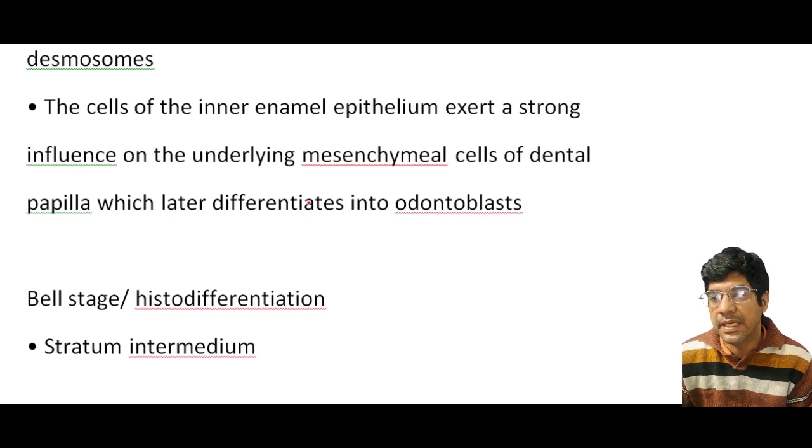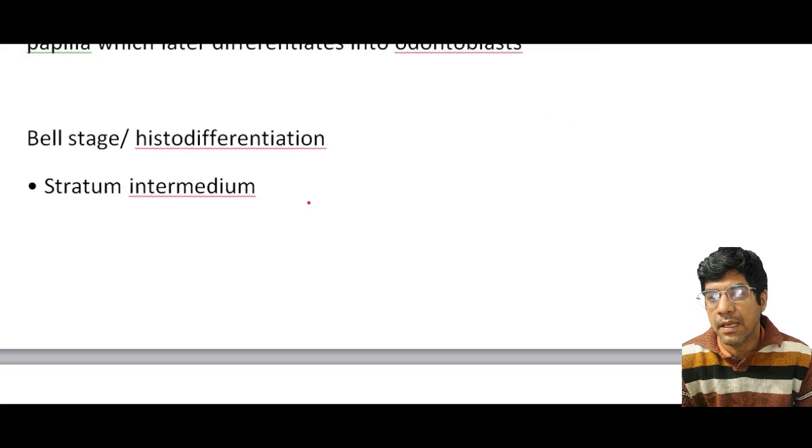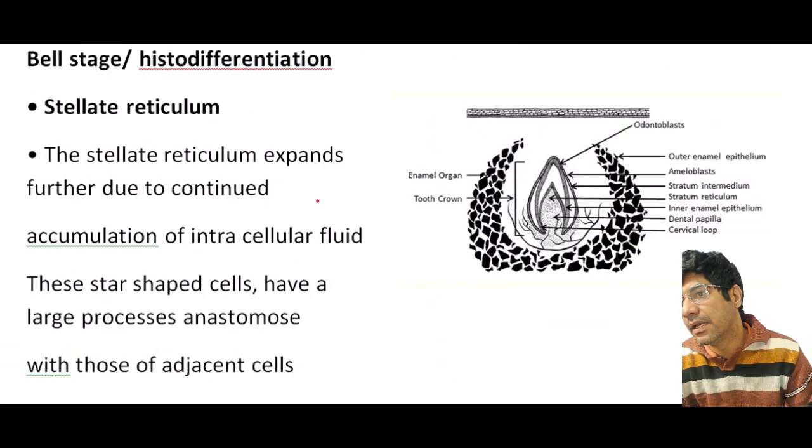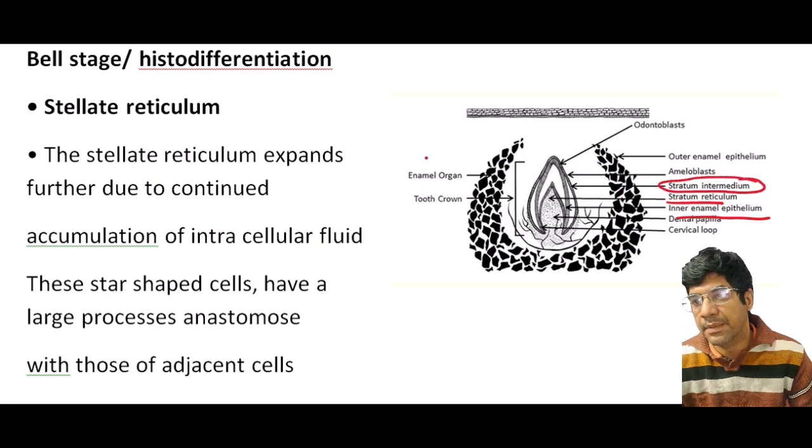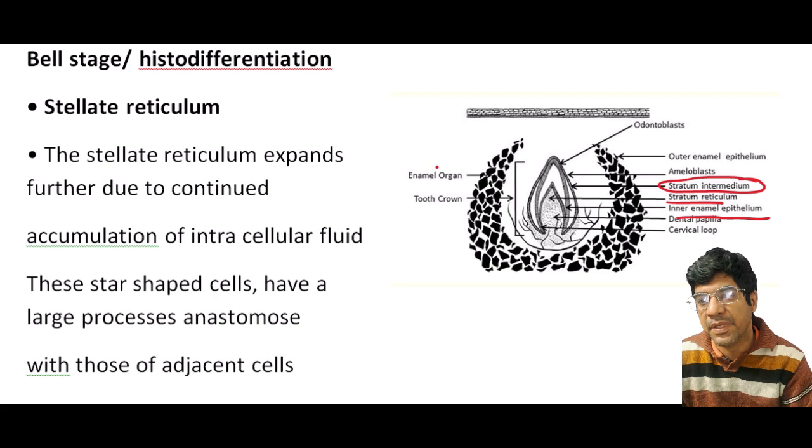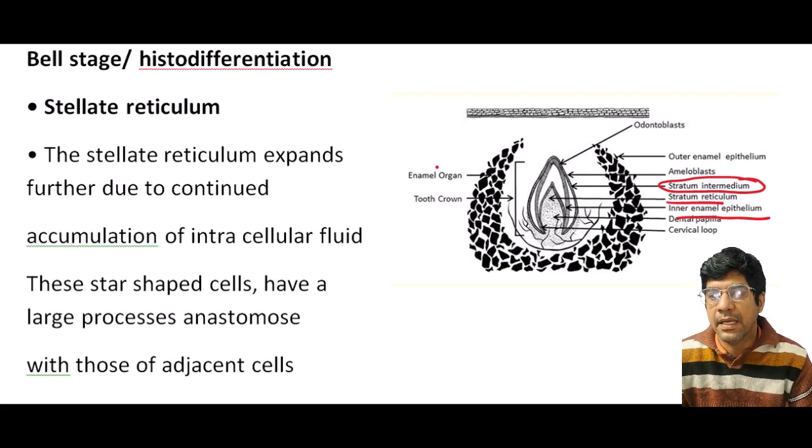Now, in between the inner enamel epithelium and stellate reticulum, there is an intermediate layer known as the stratum intermedium. This layer is important for enamel formation. It has squamous cells which are closely packed and seem to be very active metabolically.